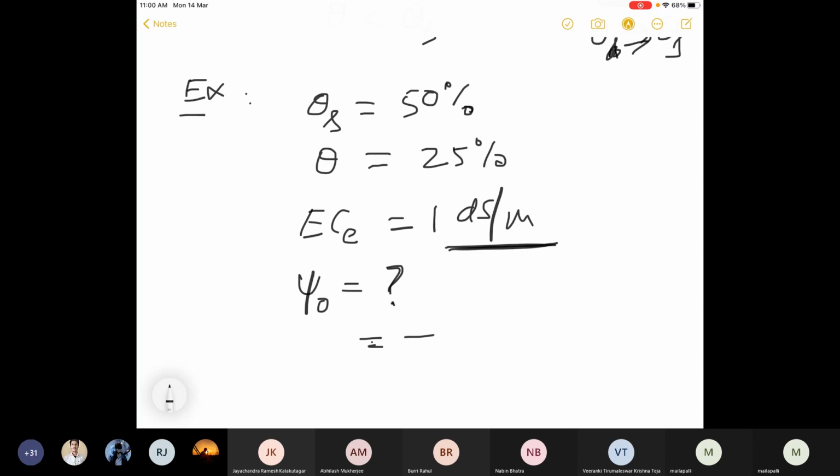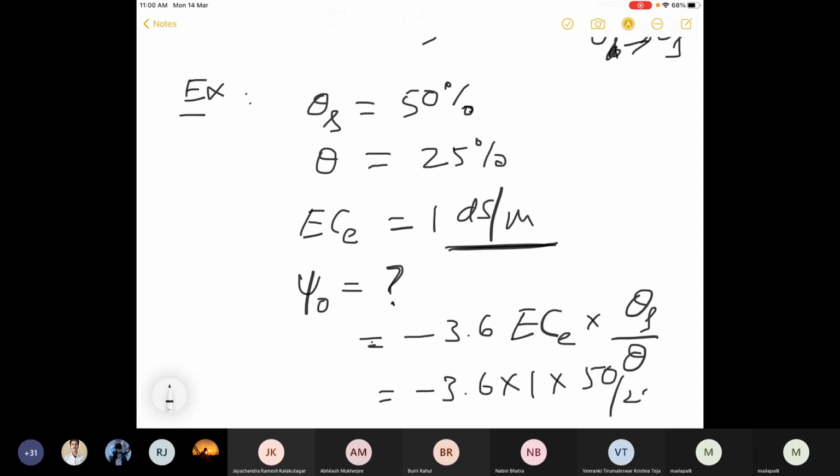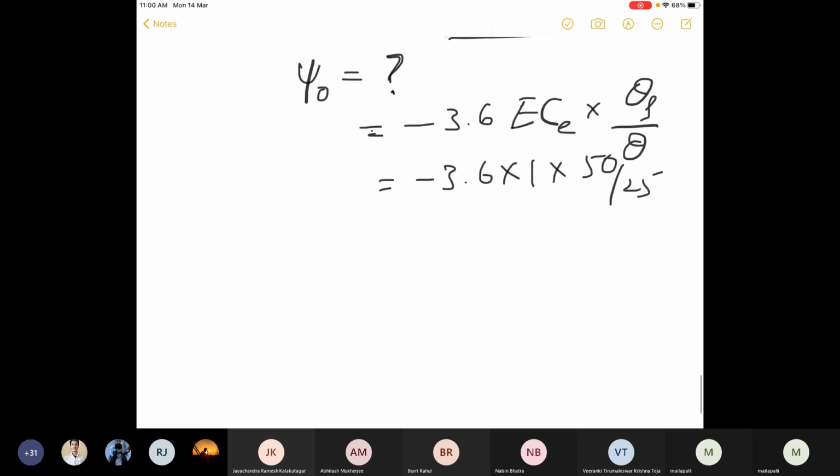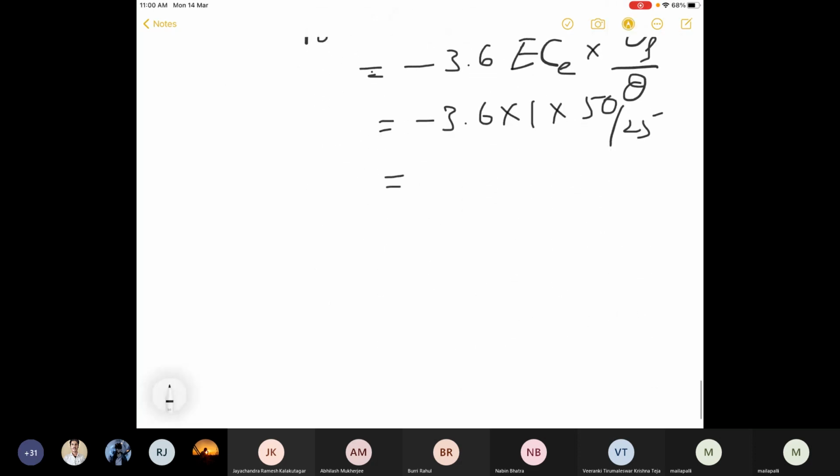In that case, you just use this equation: 3.6 multiplied by EC extract multiplied by theta S by theta. That will be minus 3.6 into 1 into 50 by 25, and you get minus 7.2 meter, or minus 0.72 atmosphere. So minus 0.72 atmosphere.